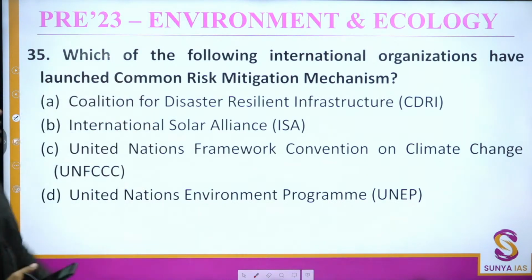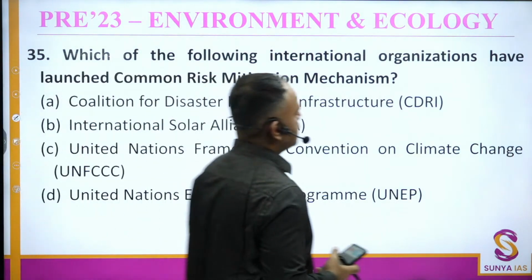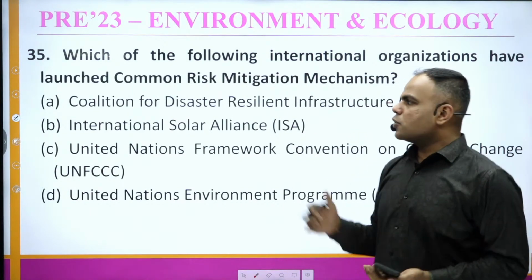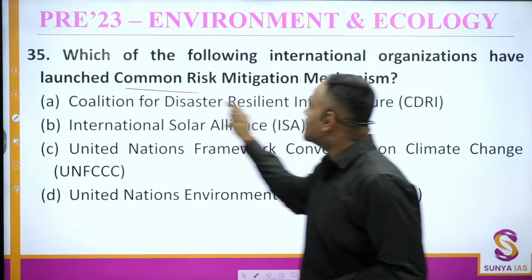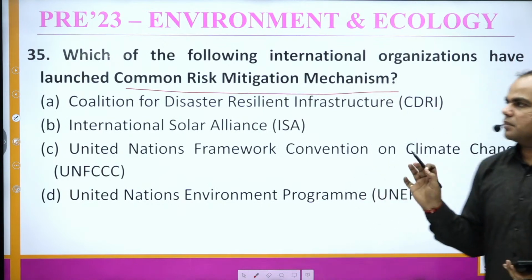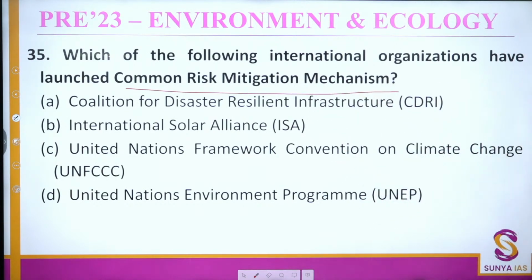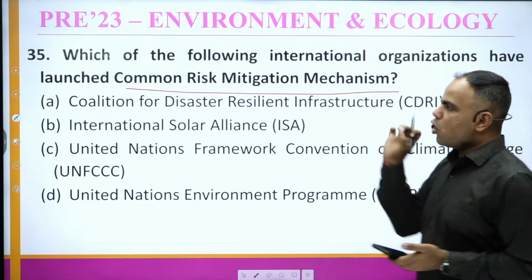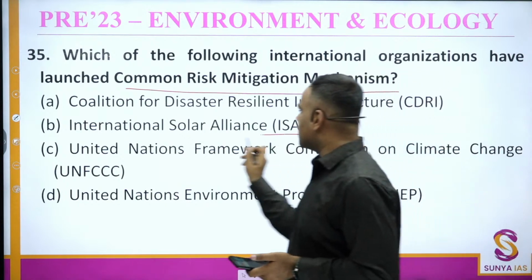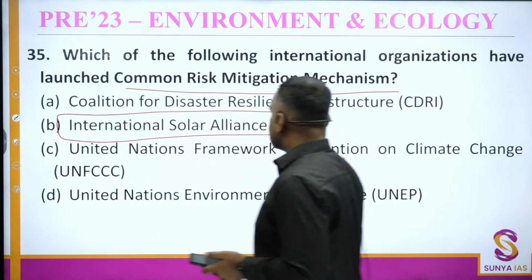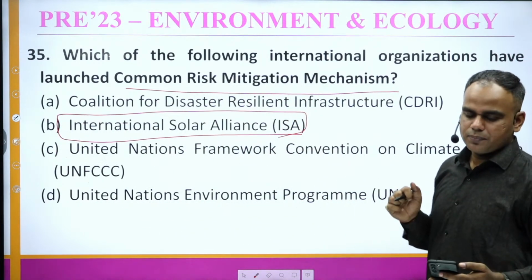Now, this is a straightforward question. Which of the following organizations have...? These kinds of questions also get asked. Common risk mitigation mechanism. Four organizations are given. So the question is asking what this is related to. The common risk mitigation mechanism is related to the International Solar Alliance.